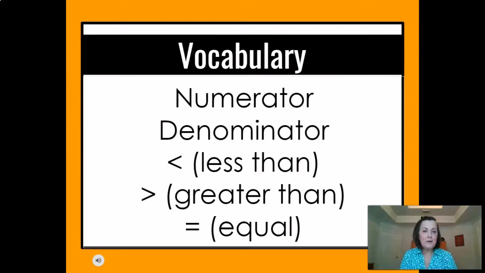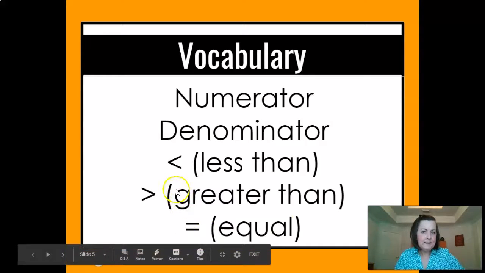The numerator. The numerator is the number above the bar, and it is the number that we are considering. Your denominator is the number below the bar, and it's the number that tells us how many make a whole, or what the size is of each fraction or each piece.